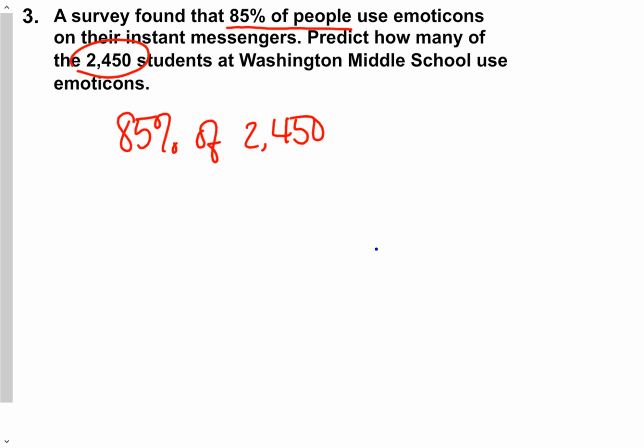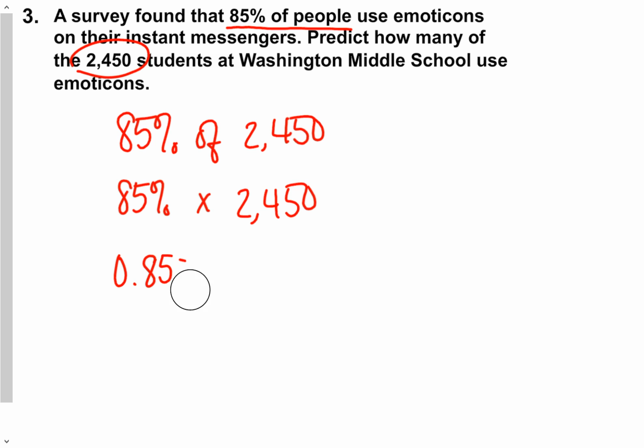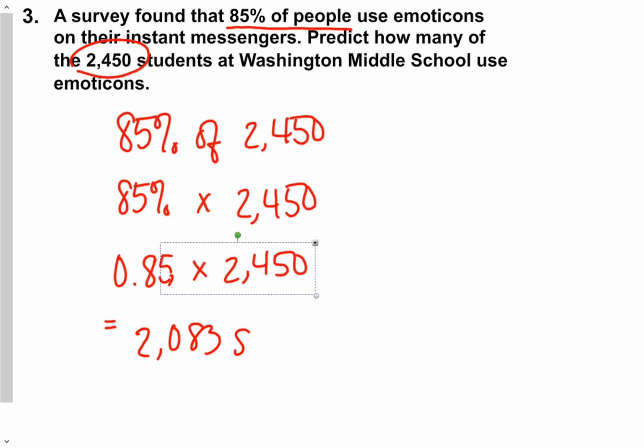So that would say 85% of people, and the people are 2,450. And you can remember that when you're doing mathematics, of means to multiply. So this can turn into 85% times 2,450. You're going to change your percentage to a decimal, 0.85 times 2,450. And this is going to equal about 2,083 students.